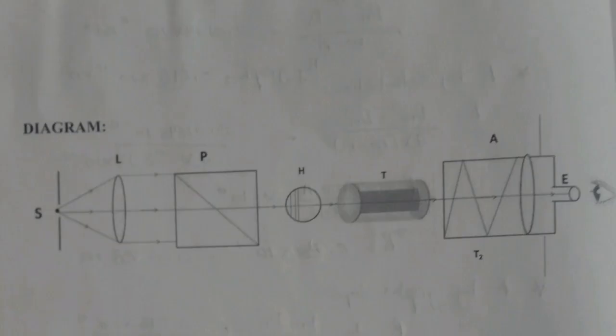In this experiment, we're going to be discussing polarimetry and the specific rotation of an optically active substance, that is, sugar solution. So, what is polarimetry firstly? Polarimetry is a technique which measures the rotation of plane polarized light when it passes through an optically active substance.